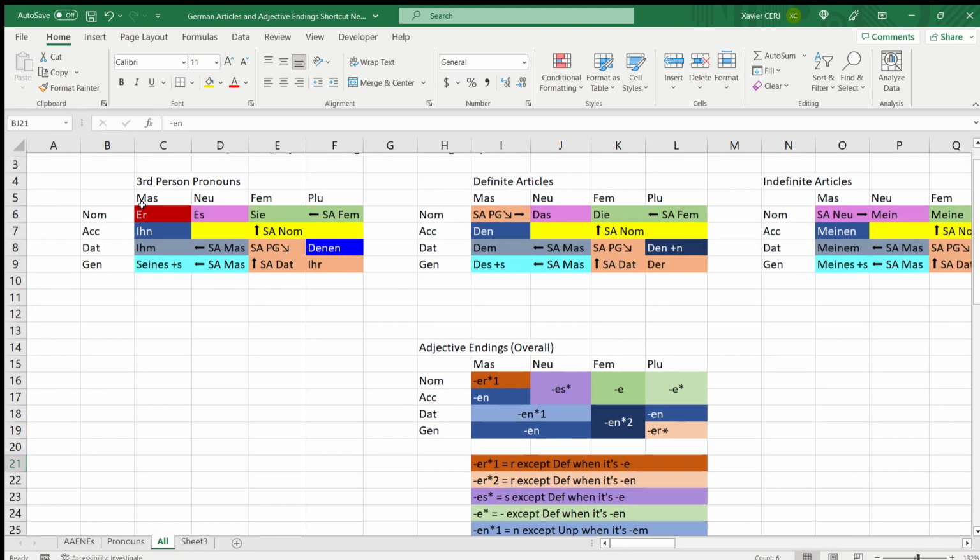We have the pronouns, er, es, sie. First thing you can already notice is that this right here is an arrow, sa fem. What is sa fem? Sa fem means same as feminine. So I went with the first three letters of that word, and you're going to see examples of that all over the place, where we have sa nom, same as nominative, sa mas, same as masculine. So if you see an arrow with sa and then the first three letters of a word, that is, same as. And as you can see here, you already don't need to learn as much as you might think you need to learn.